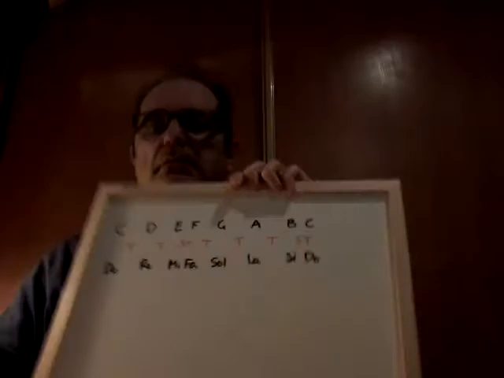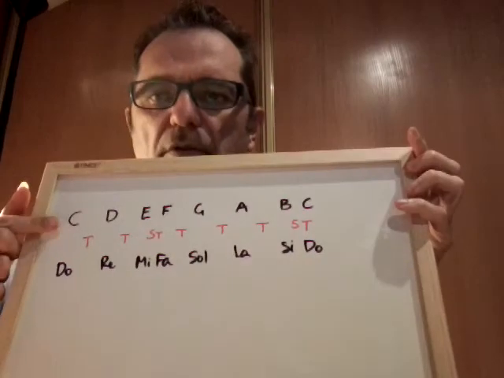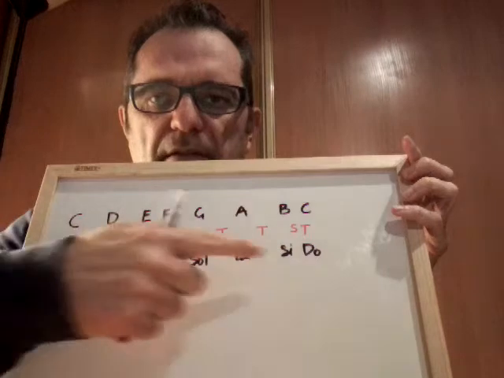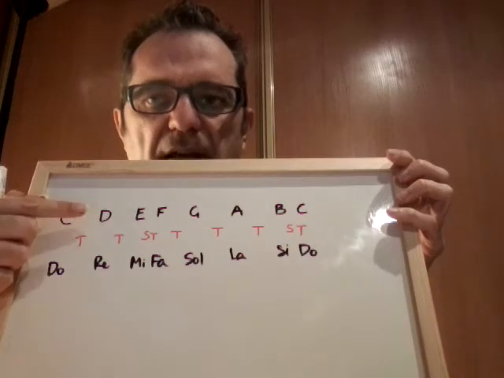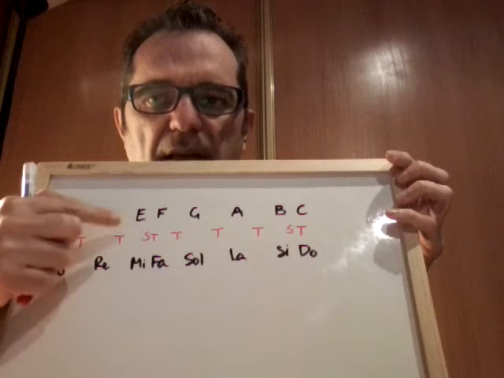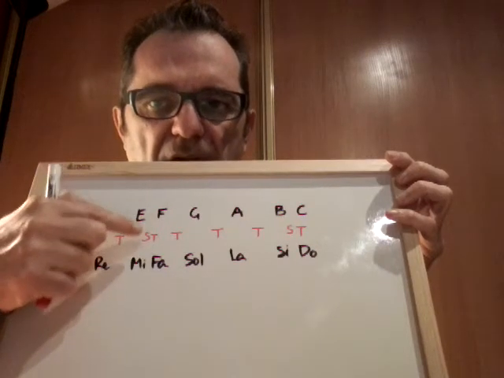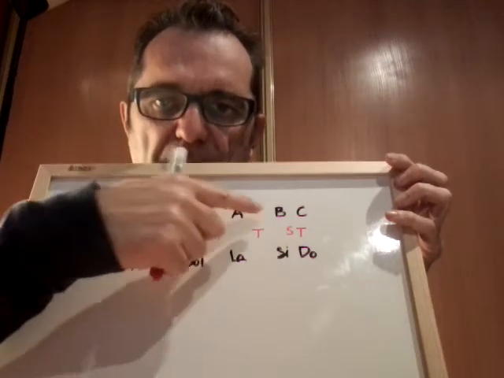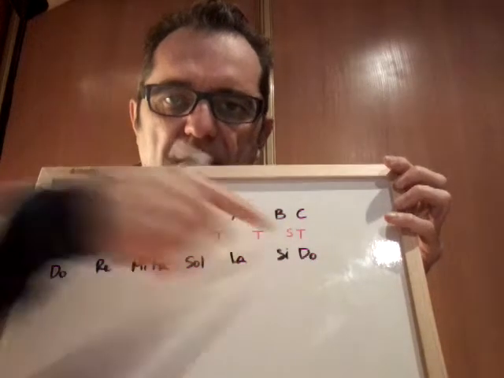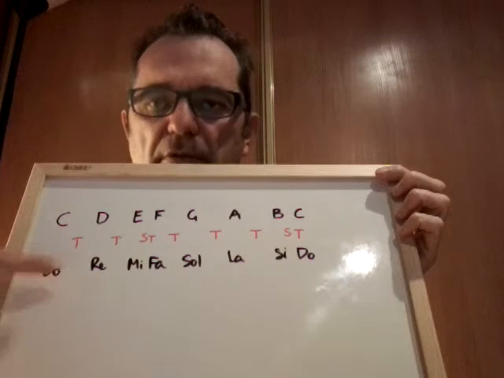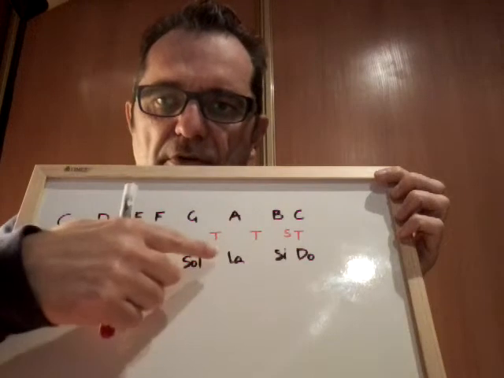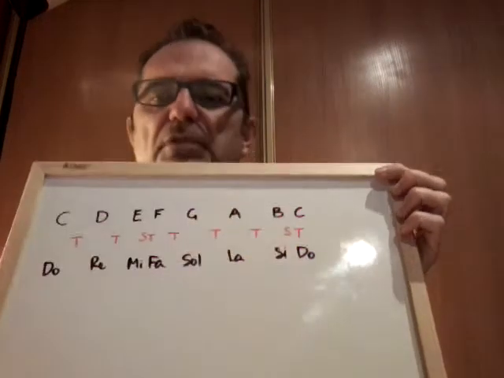Bien, aquí la tenéis, ¿vale? Tenemos de do a C, D, E, F, G, A, B, C, and do, re, mi, fa, sol, la, si, do. Remember, from C to D there is a tone, from D to E there is another tone, from E to F there is a semitone, from F to G tone, G to A tone, A to B tone, and the last one, B to C, semitone. De do a re un tono, de re a mi otro tono, de mi a fa un semitono, ¿no? De fa a sol un tono, de sol a la un tono, de la a si un tono y de si a do, por último, un semitono.